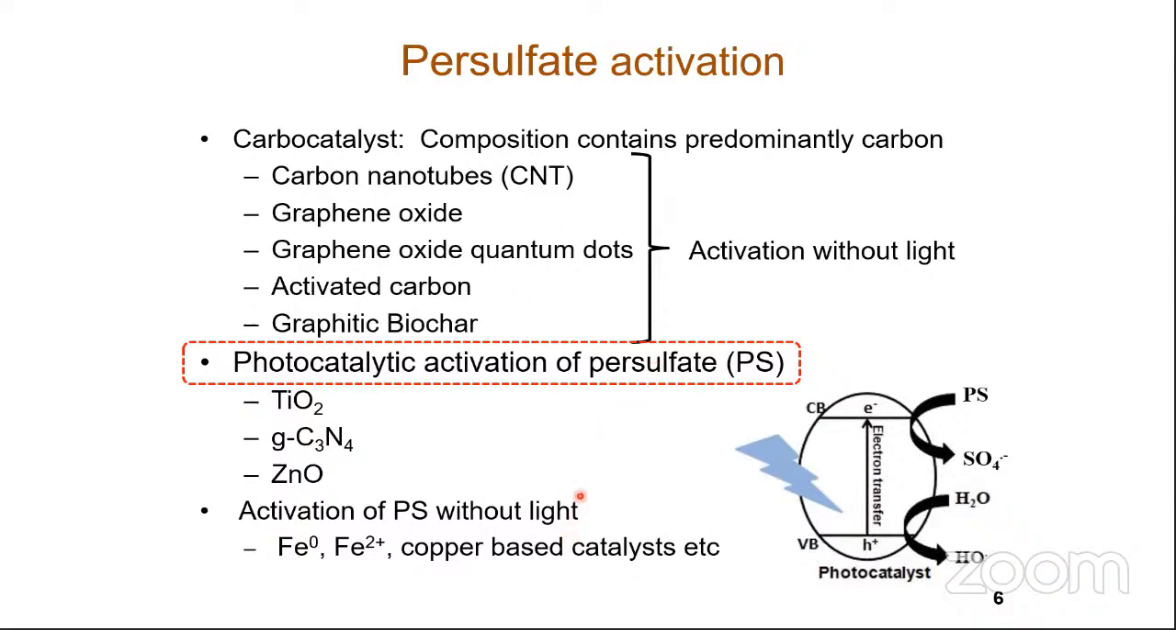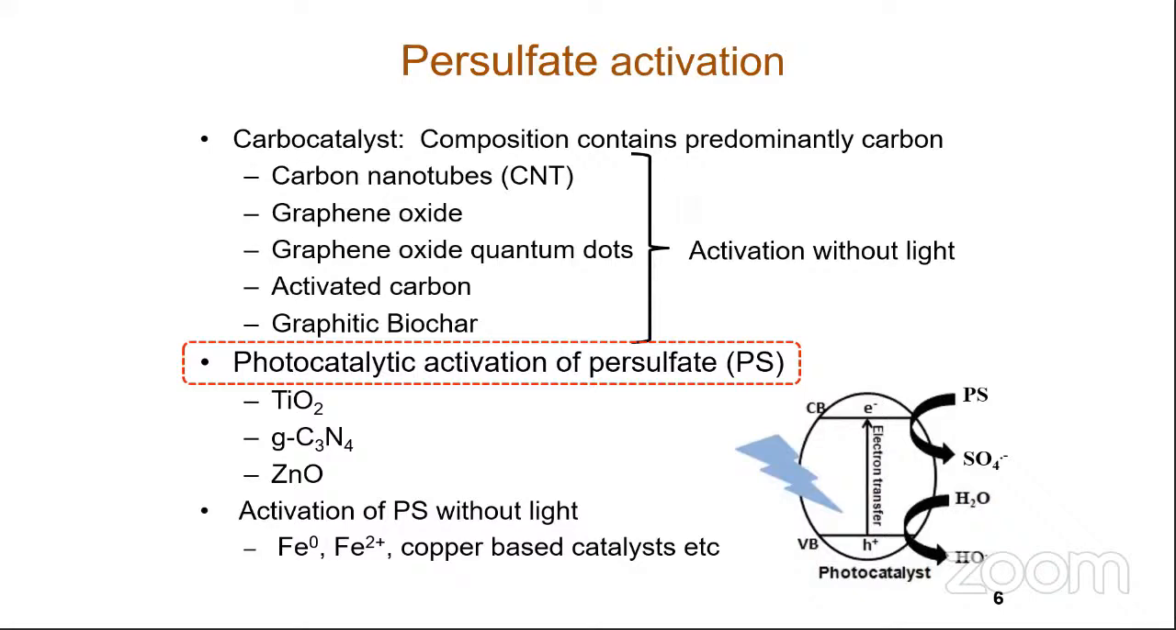Moving towards photocatalytic activation of persulfate, different photocatalysts were used, such as TiO2, carbon nitride, and zinc oxide, which are reportedly used for this activation of persulfate. Here you can see that for the photocatalyst in the presence of light, electrons from the valence band go to the conduction band, where a hole is generated at the valence band, which oxidizes H2O to form the OH radical, and the electron present in the conduction band reduces the persulfate to form the SO4 radical.